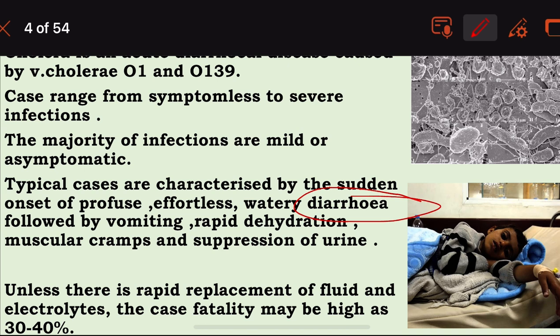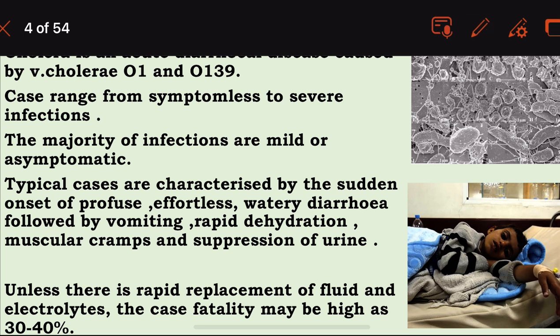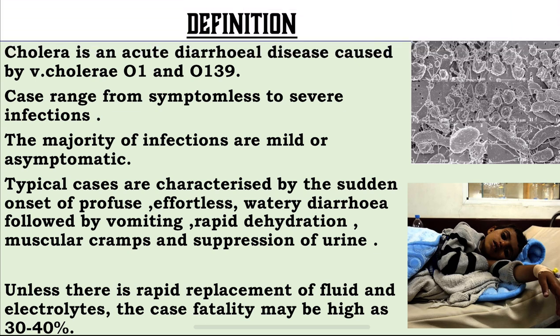If the diarrhea is passed effortlessly and is profuse in quantity, most importantly, it will be followed by vomiting. Is it clear? The diarrhea in the patient is followed by vomiting. Along with it, there is rapid dehydration. Since there is diarrhea along with vomiting, there is rapid dehydration seen in the patients. There are muscular cramps and suppression of urine. The loss of electrolytes results in electrolyte imbalance, resulting in muscular cramps, and there is suppression of the urine as well.